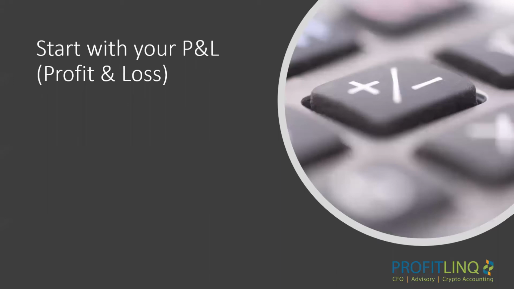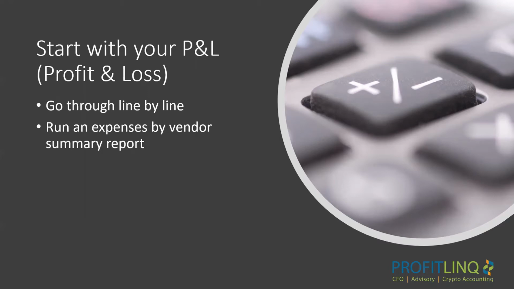So everyone, the natural place to start is with your profit and loss statement. A good exercise is to go through it line by line, if you haven't done it already, at the detail level. If you're using a QuickBooks accounting system, there's a report called Expenses by Vendor Summary Report. This is a great report to tell you what you've spent with your vendors. You can do it over certain time periods, whether over the last couple of years or the last 18 months.